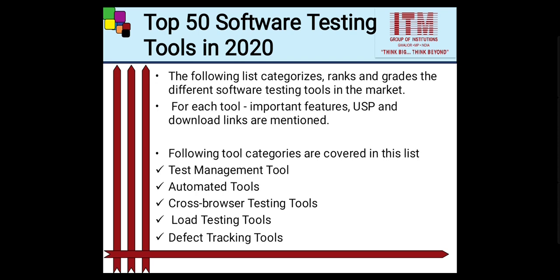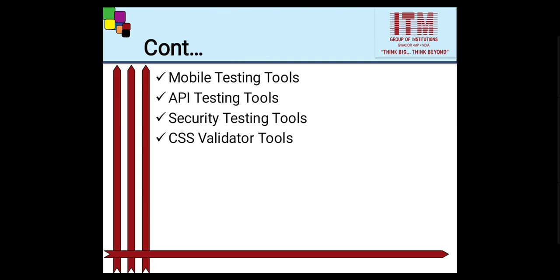So for each tool, important features, USP and download link are mentioned. Now the following tool categories are covered in this list. The first is the test management tools, next are the automated tools, cross browser testing tools, load testing tools, defect testing tools, mobile testing tools, API testing tools, and next are the security testing tools and CSS validator tools. Actually, these 9 points cover all types of testing tool categories.